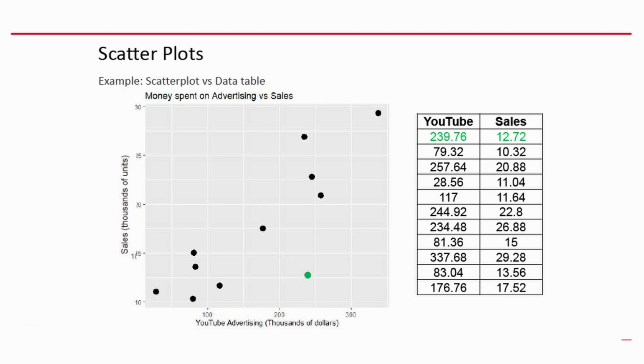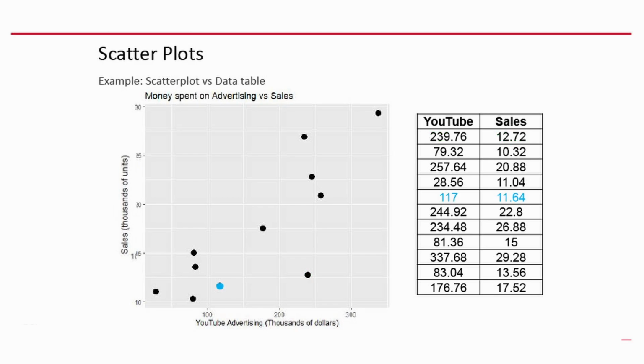Here's a zoomed in version of the scatter plot for the YouTube and the sales data. On the right, I have what you would see in a spreadsheet, and on the middle or towards the left, I've got the scatter plot. So that green dot that I have on the bottom, that's associated with row number one, where the amount spent on YouTube advertising is $239,000 and the sales is 12,720 units.